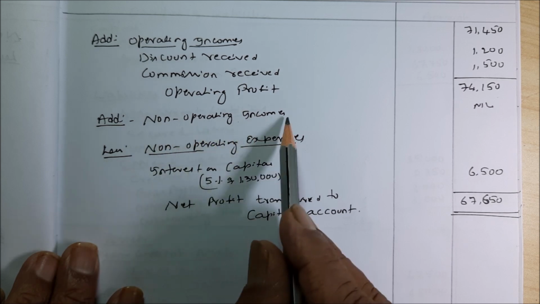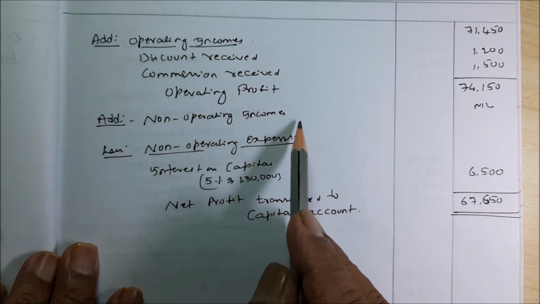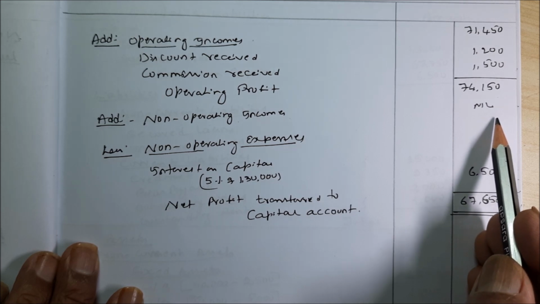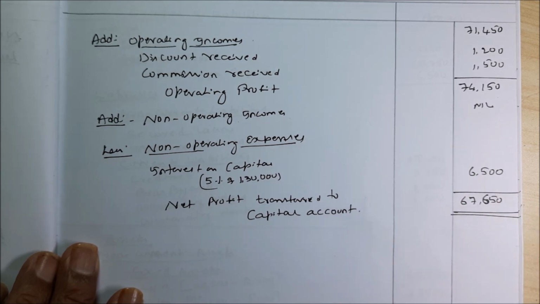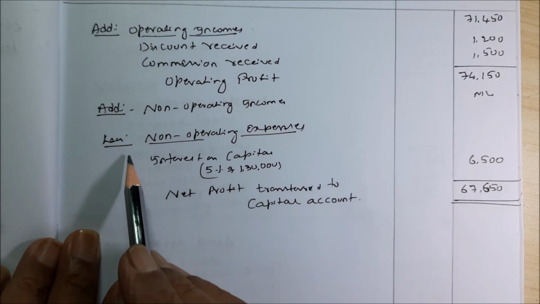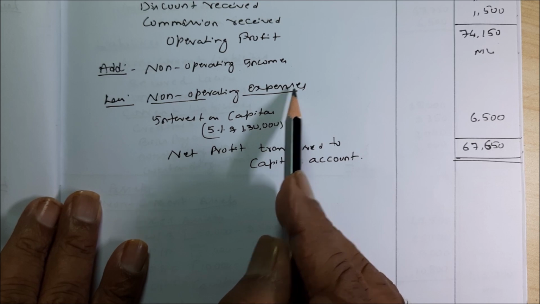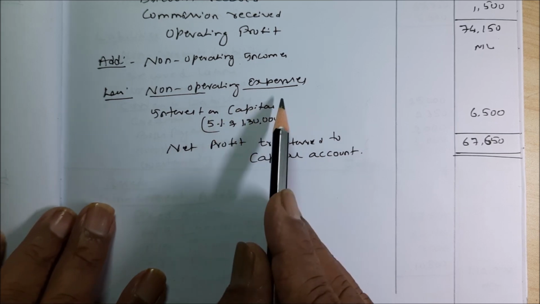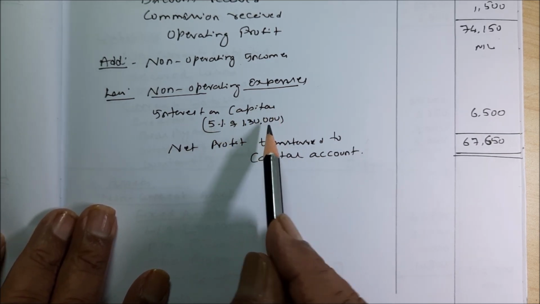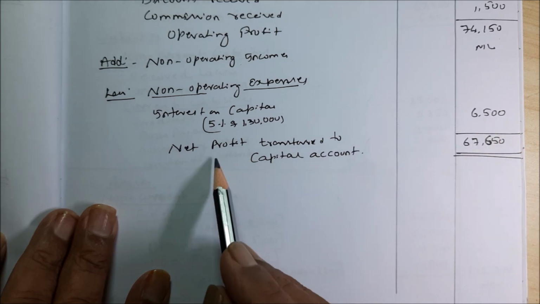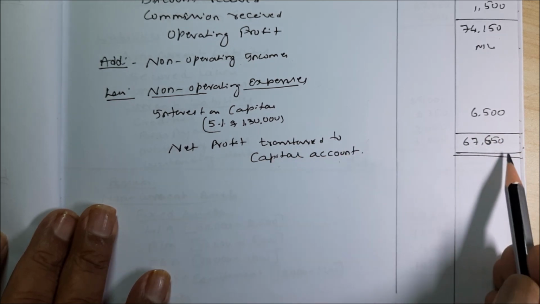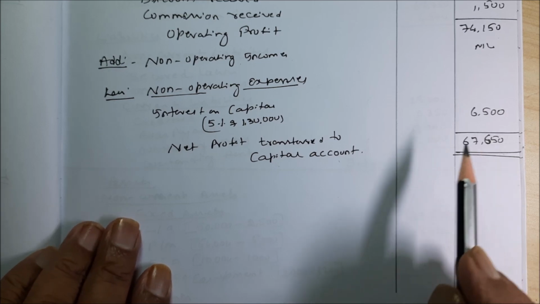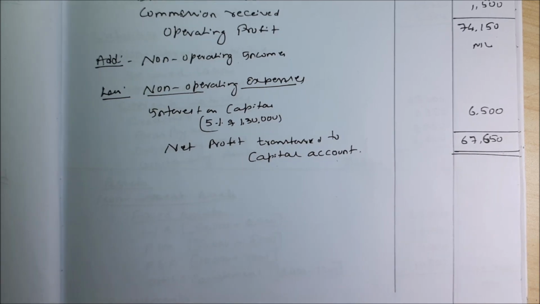Add non-operating incomes. This is operating, this is non-operating. Nothing has been given regarding non-operating, assuming that you have received dividend on investment. It is not an operating income; it is directly non-operating income. Then next, less non-operating expenses. Interest on capital is not operating, it is a non-operating expense. 5% of 1,30,000 minus 6,500. The net profit transferred to capital account is 67,650. This is the profit and loss account.